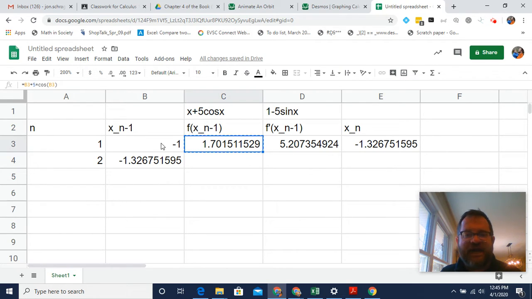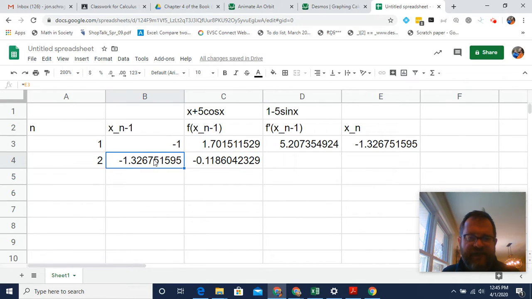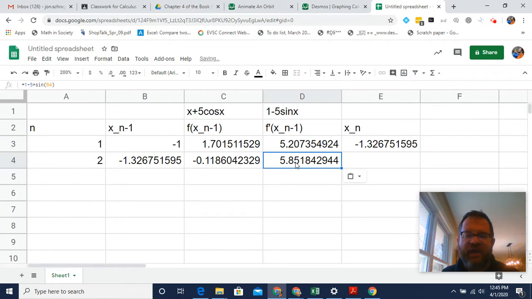Well, actually, we can just copy the formula here and paste it down here. This is now f of this value. And for that matter, this is now f prime of this value. And this is now x sub n, where n is equal to 2. So this is our second guess.